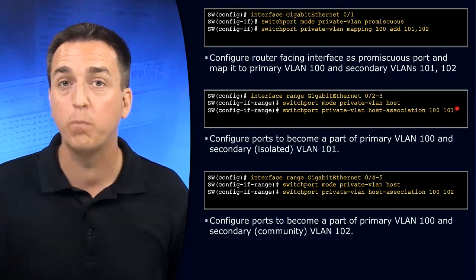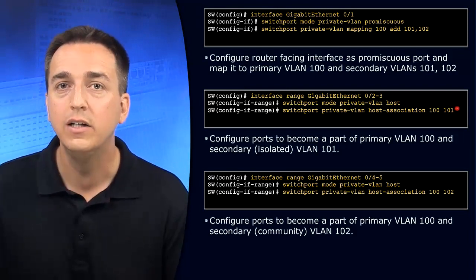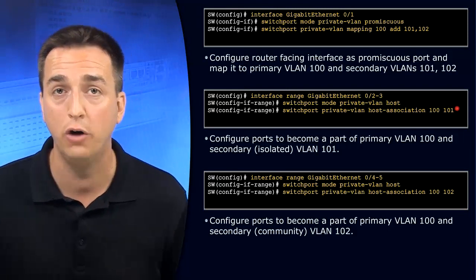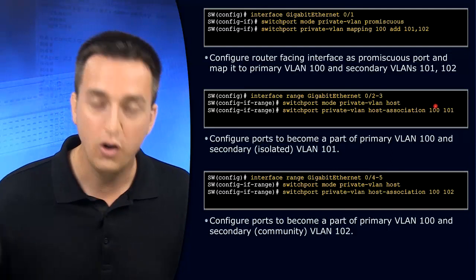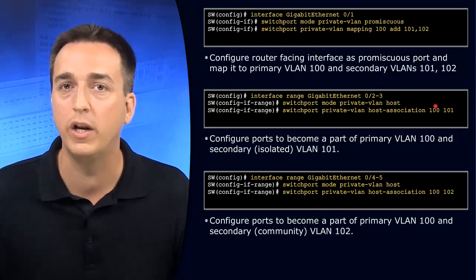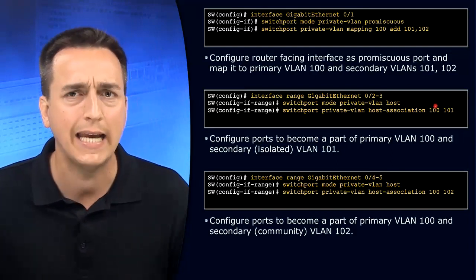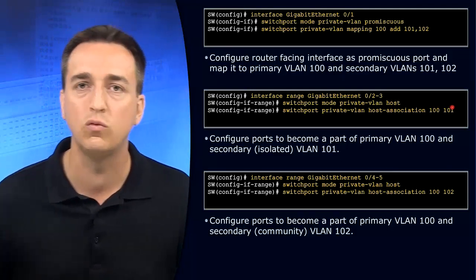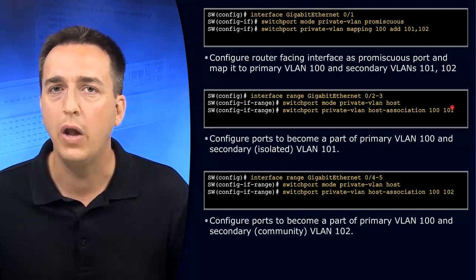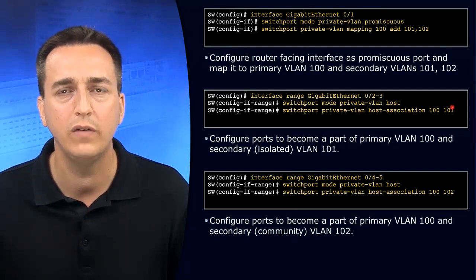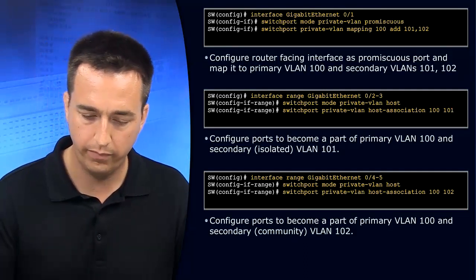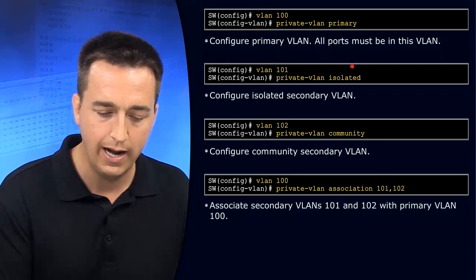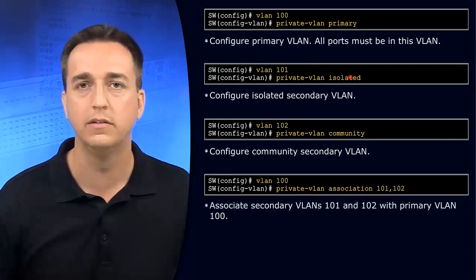So what is your primary VLAN, since you're a private VLAN host? In this case, the primary VLAN is VLAN 100. And what is the secondary VLAN you are a member of? The secondary VLAN in this case is 101. And what type of secondary VLAN is 101? It is an isolated VLAN.